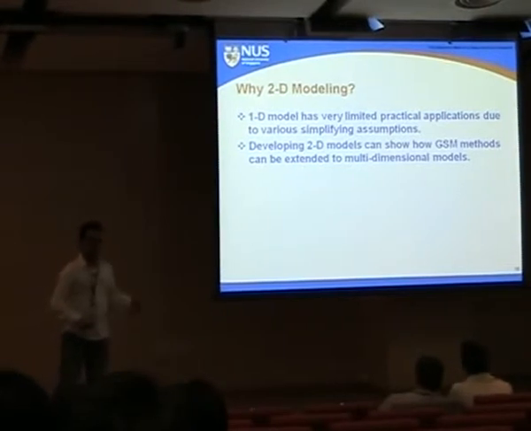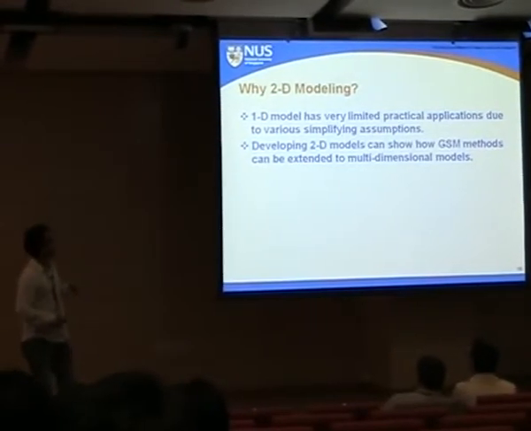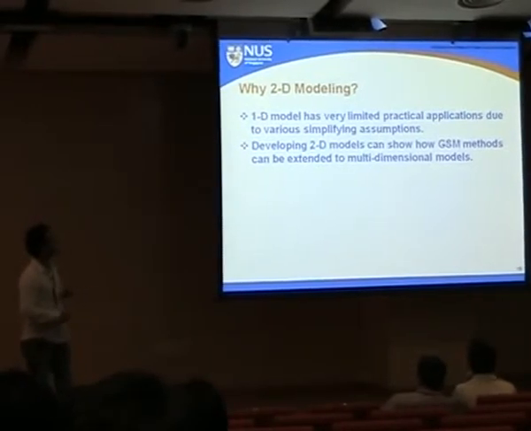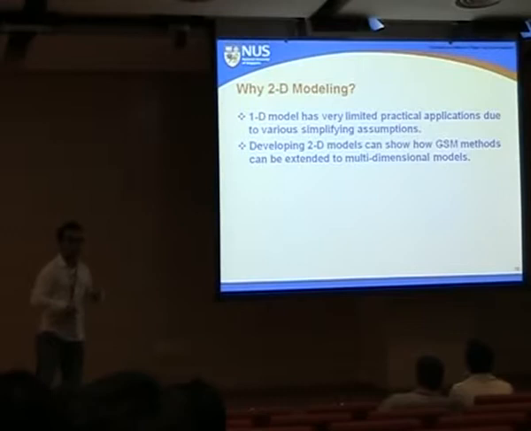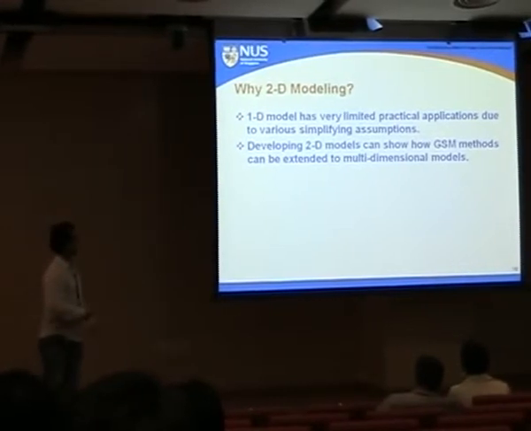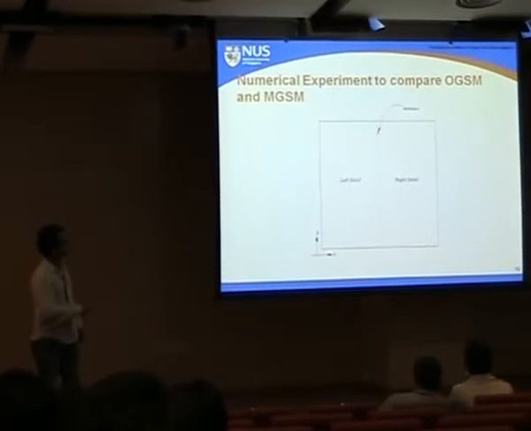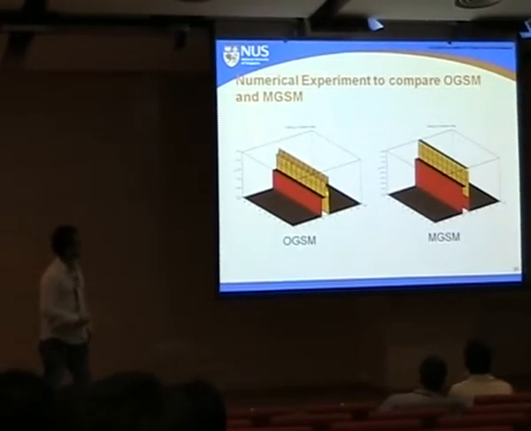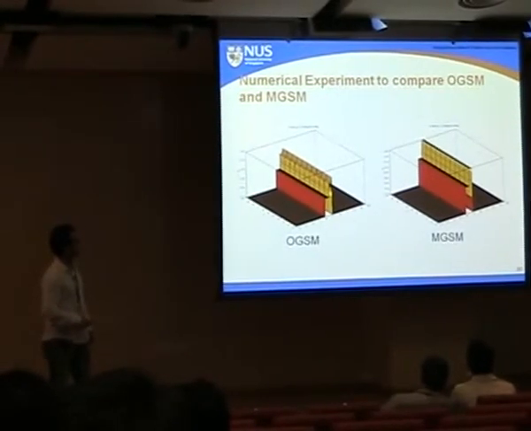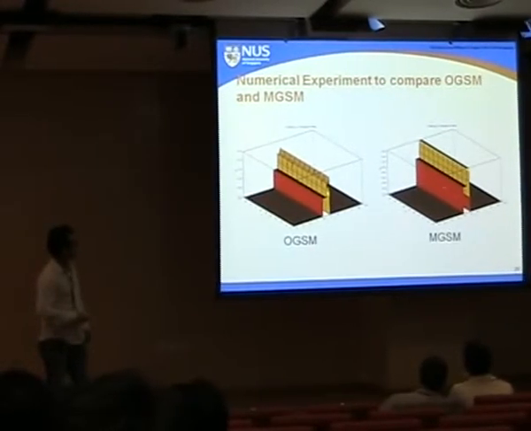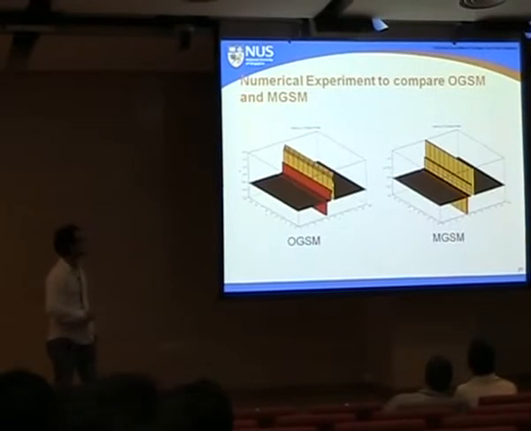If I start doing the 2D modeling, the results will be different. Why 2D? Because 1D has very limited practical application, almost none. And developing 2D models can show how I can extend to 3D, multidimensional cases. So I start with a very simple problem. There is a left solid here, there is a right solid here, and there is an interface in between. Once I do the simulation, I see that the original ghost solid method gives oscillations here, but the modified version removes all these non-physical oscillations.